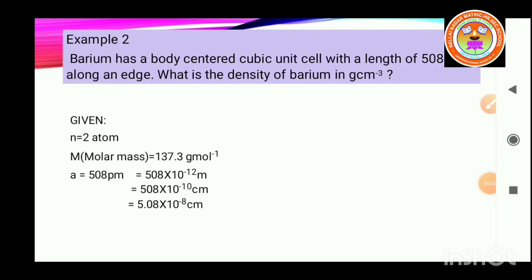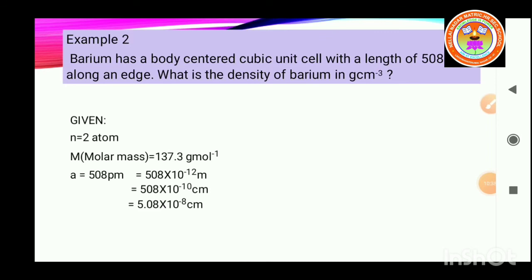What are the given values here? n is equal to 2. How is it taken as 2? Because this is a body-centered cubic unit cell. So, what is the total number of atoms in a body-centered cell? That is 2. So n is equal to 2 atoms. And then M is equal to molar mass. The molar mass of the element, barium, is given as 137.3 gram mole inverse. What is the value of a given?